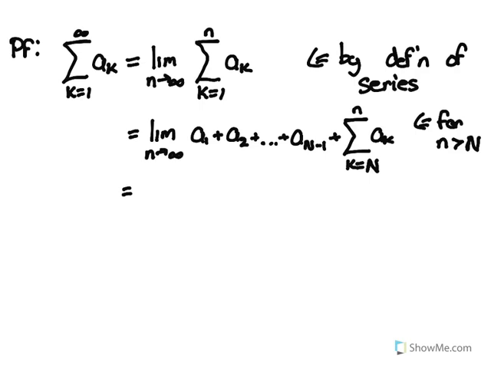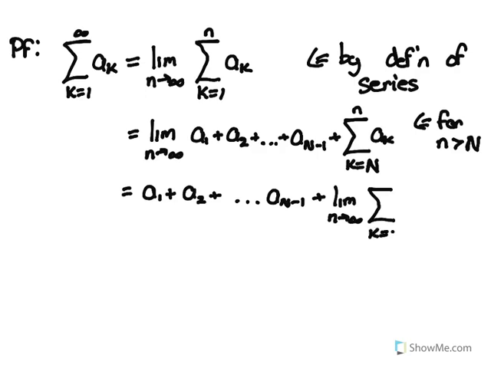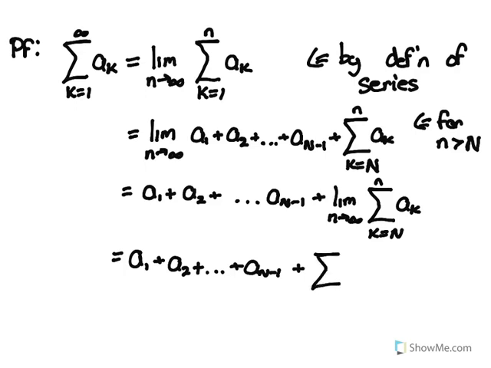And again, we can use limit properties to bring out the first few terms. So this is equal to a_1 plus a_2 up to a_(N-1), plus the limit as n goes to infinity of the sum from k equals N to little n. And once again, by definition, the limit is equal to the series. So this is equal to the series starting at N, all the way up to infinity of a_k, again, by definition.